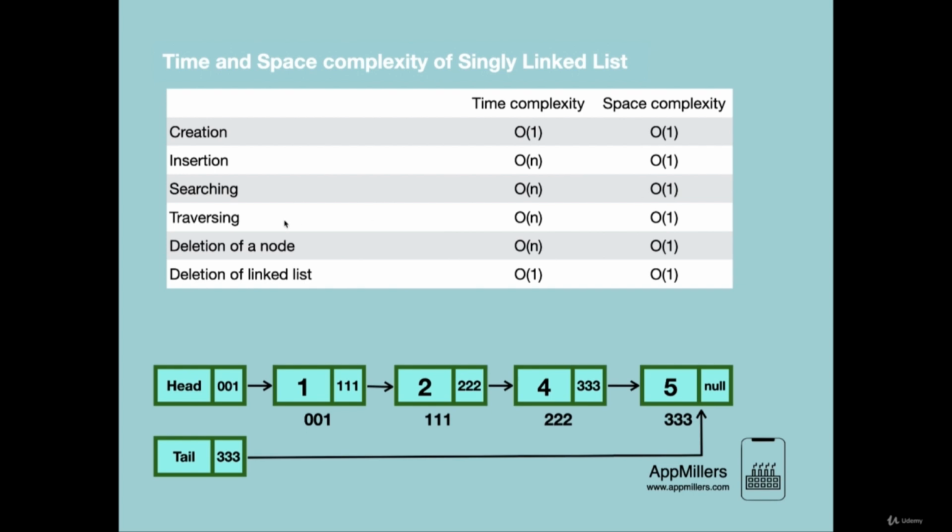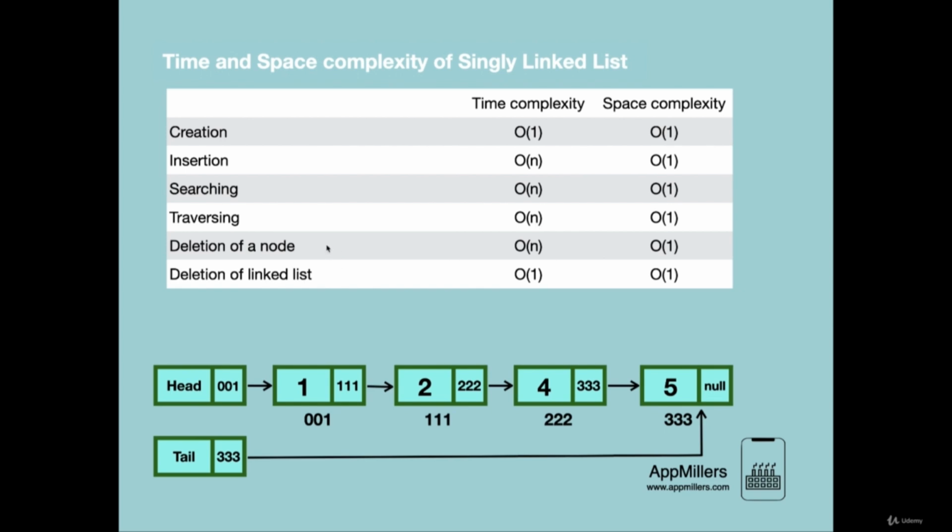The next operation over here is traversing, and it's obvious that it takes O(n) time complexity because we have to loop through all elements of the single linked list. Space complexity again here is O(1) because we use temp variables only inside the loop.